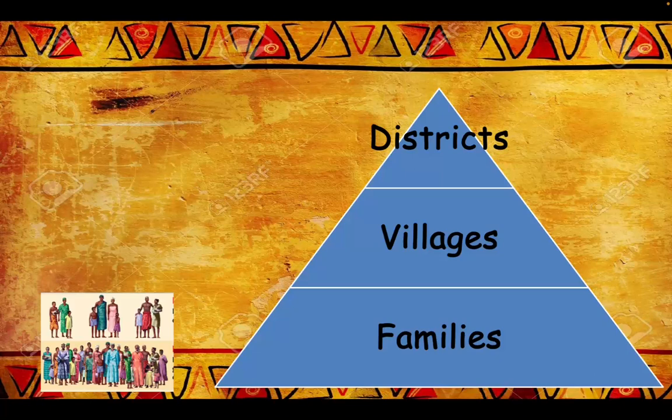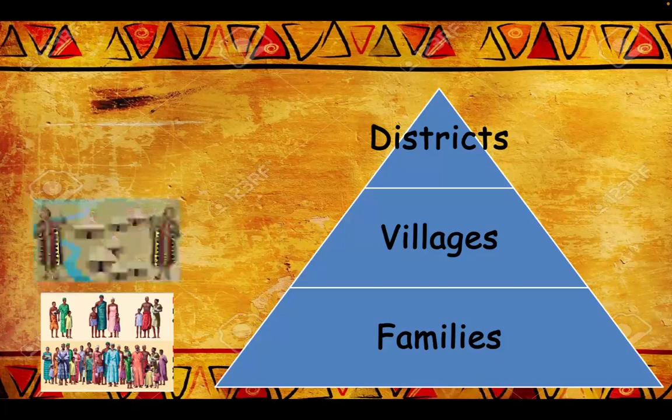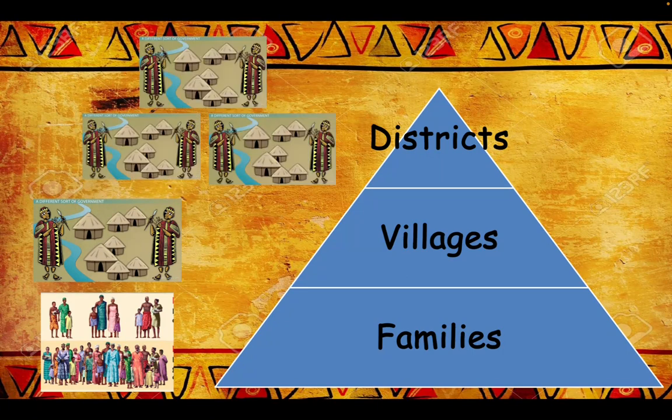These families live in villages along with other distant relatives. All of these families can trace their origin back to a common ancestor. And these villages work with the families to promote survival and prosperity. They are ruled usually by a council of elders, meaning that the family heads get together and make decisions about survival and prosperity. But as the population of Africa grew, villages began to form into districts.